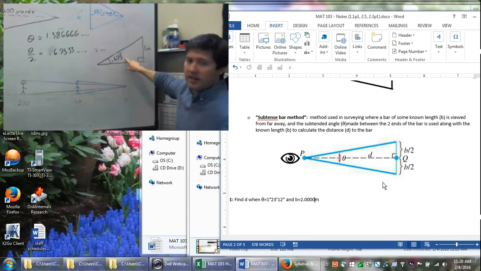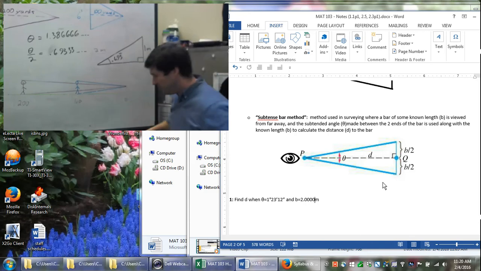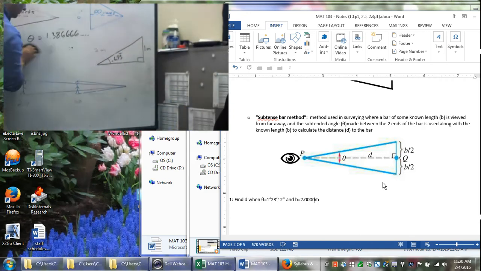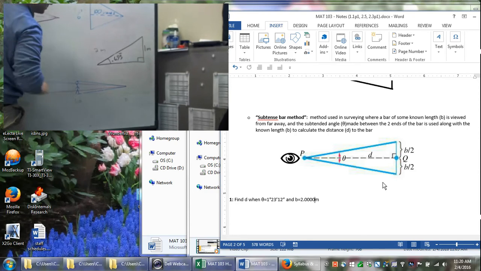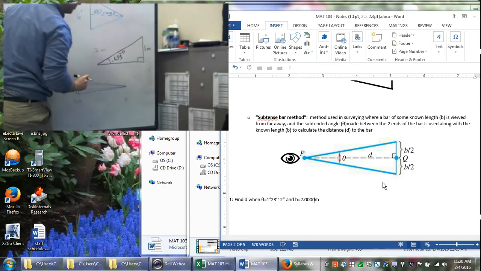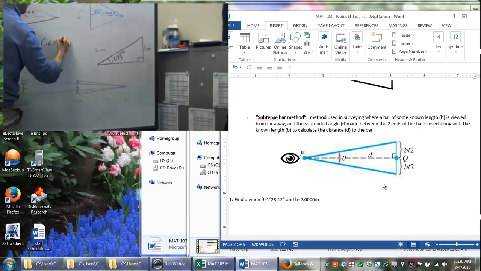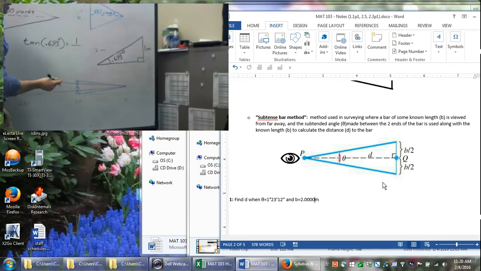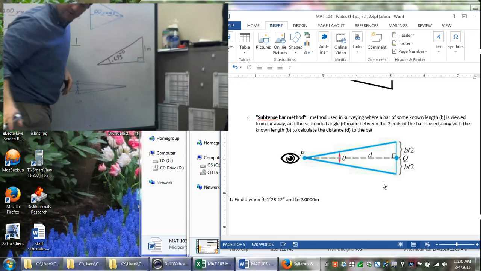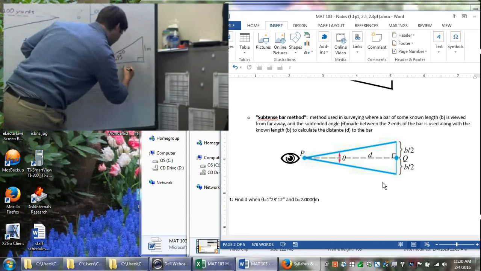Actually, let me write out a few of these. 1.386666 dot dot dot, as many decimal places as you like. So now we divide this by 2. In fact, I'll just punch it right in my calculator. So I divide it by 2, and I get 0.693333 repeating as many places as we want.